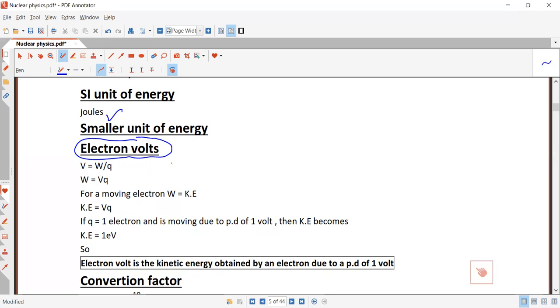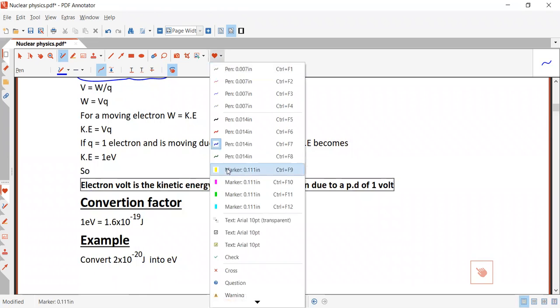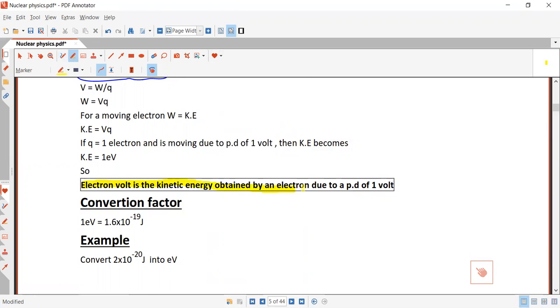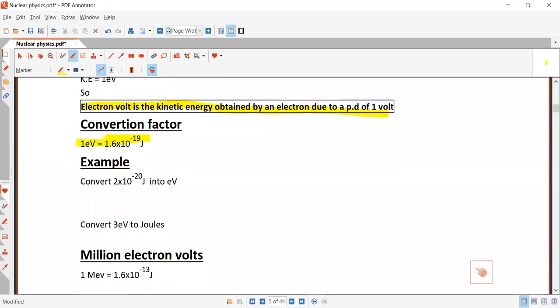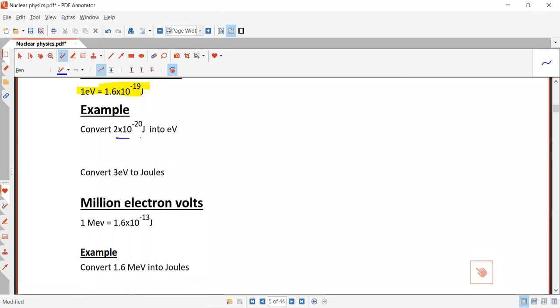Okay, I'm back. Electron volts. We know that the electron volt is a kinetic energy. This is the definition of the electron volt: the kinetic energy obtained by an electron due to a potential difference of 1 volt. The conversion factor is this. If we have to convert joules into electron volts, we divide the number by this conversion factor, and we get the answer in electron volts.